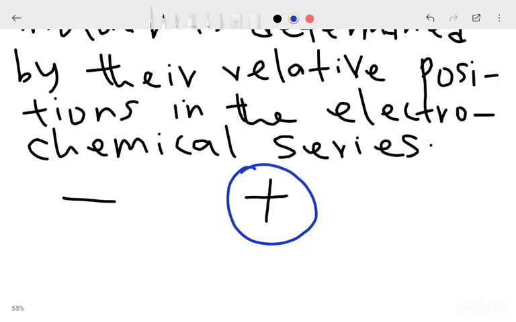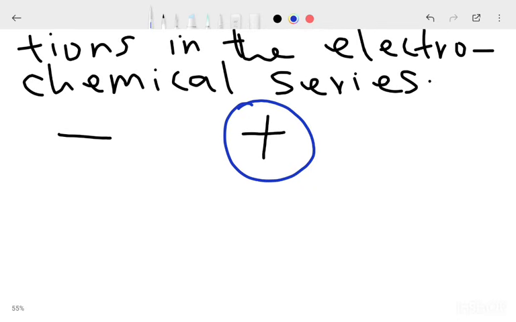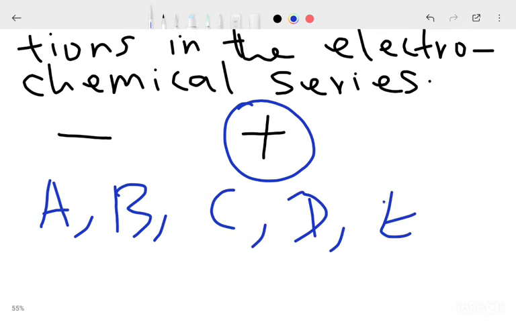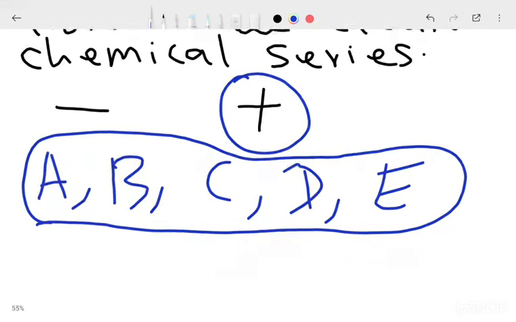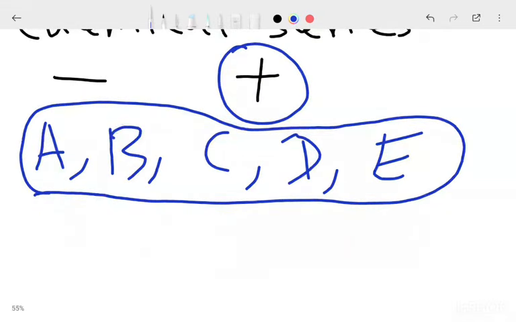Now, those elements, let's say we have an example. I want to explain something. Don't write this down. Let's say we have examples of electropositive elements. Let's say we have A, we have B, we have C, we have D, we have E. Even all these are examples of what? Electropositive elements. Are you getting it? I'm just trying to use ABCD to explain to you.